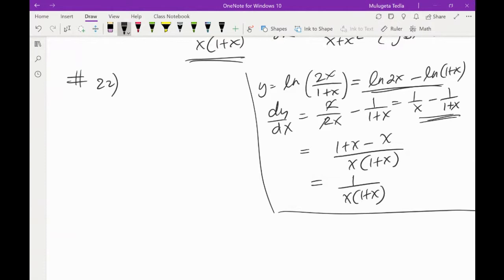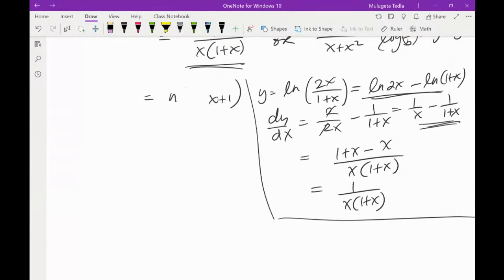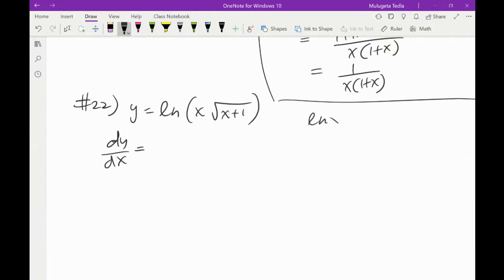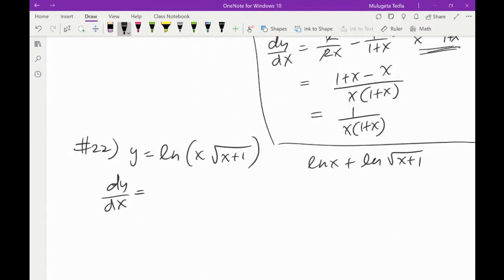Number 22, quickly, let's do that, and then we finish. Ln of x root of x plus 1. Okay. The derivative, I don't think that's an easy one. Okay, I will do number 22 here. y equal to ln of x root of x plus 1. Okay, dy by dx is, you can make this also ln of x plus ln of root of x plus 1 as Arthur said, but I would rather do it immediately.